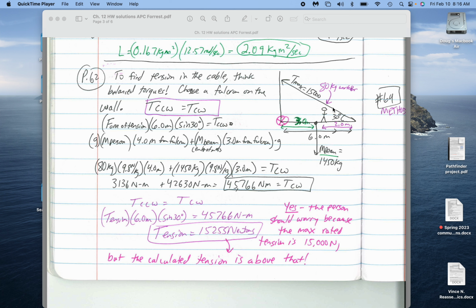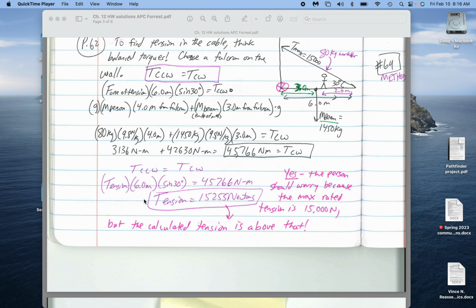And we're trying to figure out basically the tension in this. So if we go torque counterclockwise equals torque clockwise, the counterclockwise is the force of tension acting at 6 meters because it's acting out here, times the sine of 30 degrees, because to find the torque we need the perpendicular component of force. The clockwise torque is basically the mass of the person times G times the fact that they're 4 meters from the fulcrum plus the mass of the beam times the fact that that mass is acting at the center of mass, which is 3 meters from the fulcrum, times G. So we end up doing all this stuff. We get that we have 45,766 newton meters of clockwise torque.